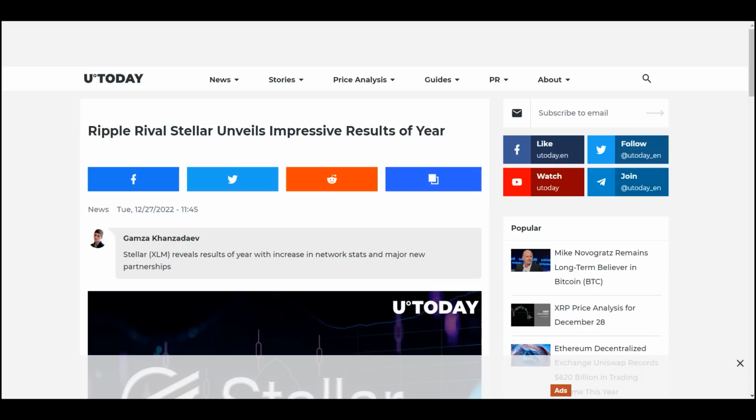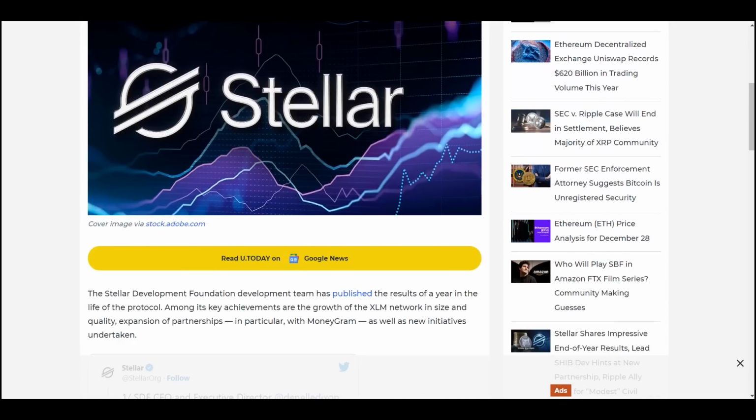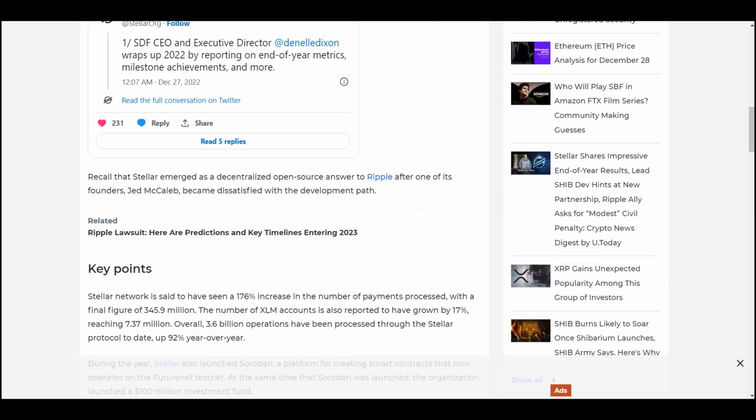Ripple rival Stellar unveils impressive results of year. Now, first of all, this is so wrong, guys. Ripple and Stellar are not rivals. There is a very big difference between the two. Yes, they kind of do the same thing. But listen, XLM is not really working with banks as of the moment and doesn't have the partnerships Ripple has. It does have partnerships, but it's very different than what Ripple is actually doing.